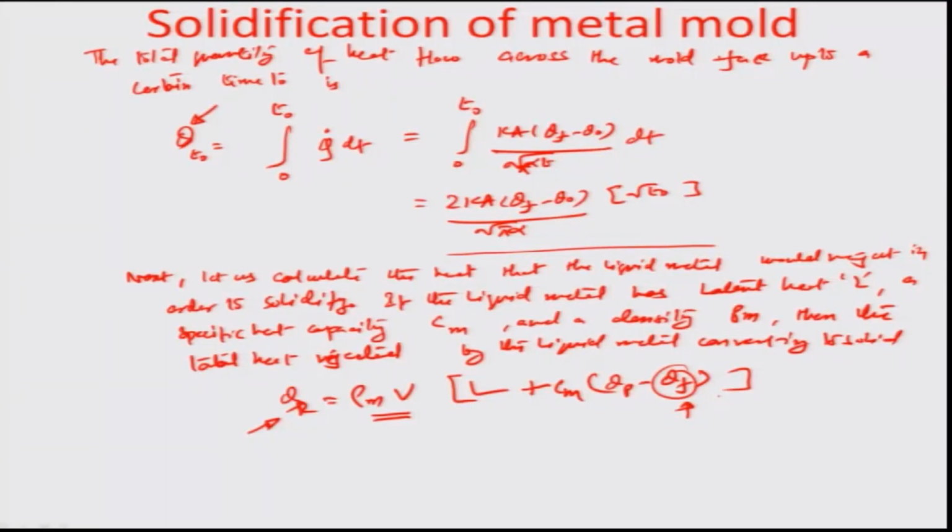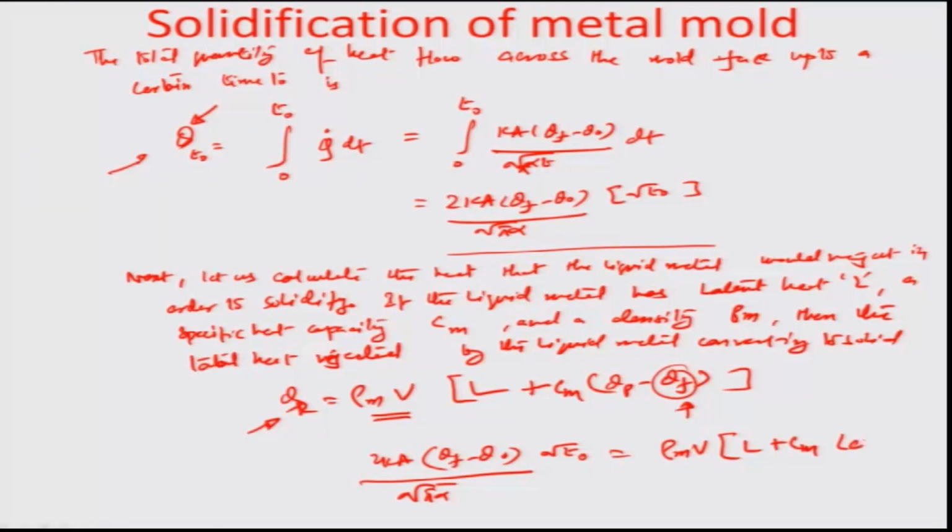So, having said that, now if I incorporate this into our expression earlier, the total amount of heat rejected should be the heat that flows out. So, we have an equation: 2 K A times (θf minus θ0) divided by root pi alpha, times root T0, that is the amount of time that this heat would take for translating. Okay. So, this I actually call T0 at this point, and it should be equal to rho m V (L plus Cm (θp minus θf)). Okay. So, this time T0 is nothing but the total amount of time that the liquid metal would need to solidify, and so, therefore, we can record this as the solidification time.